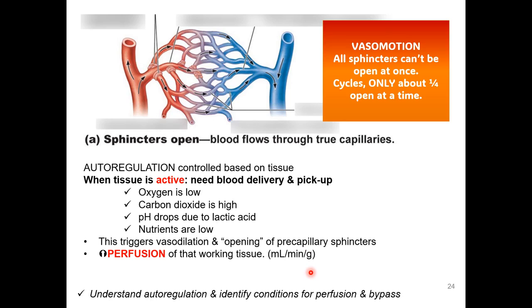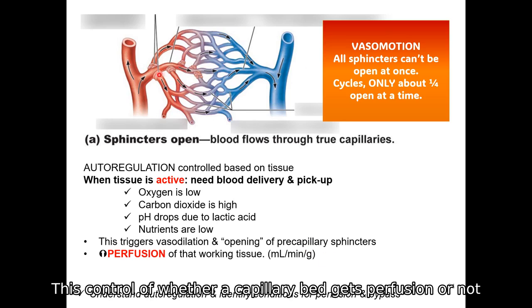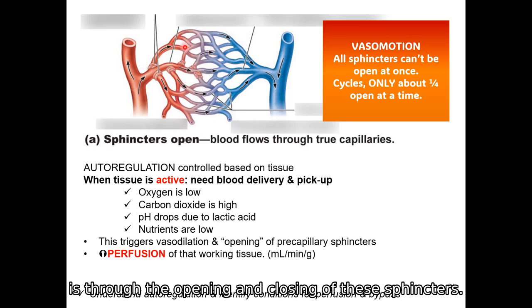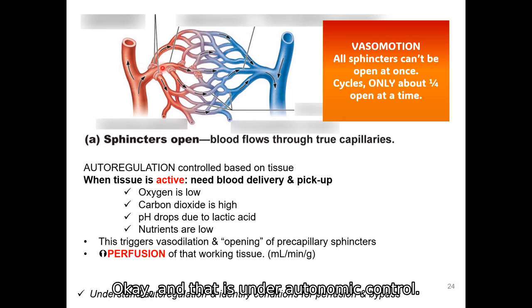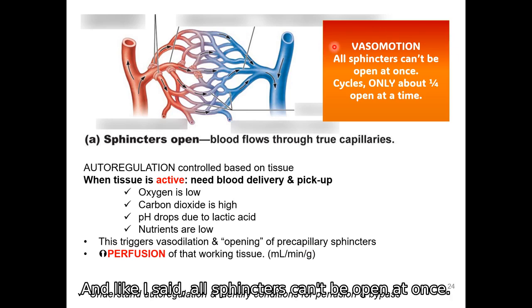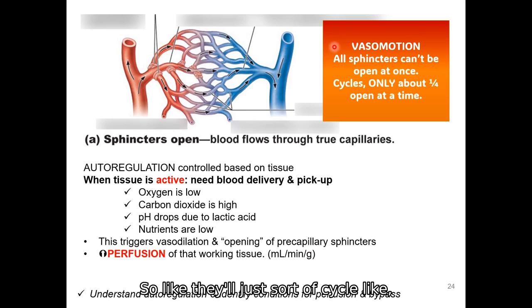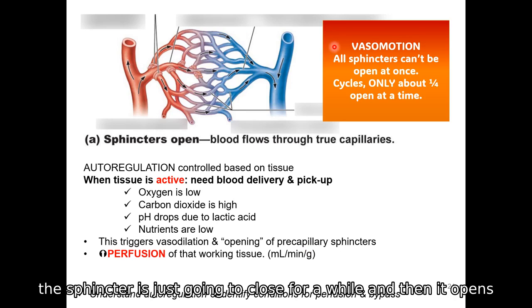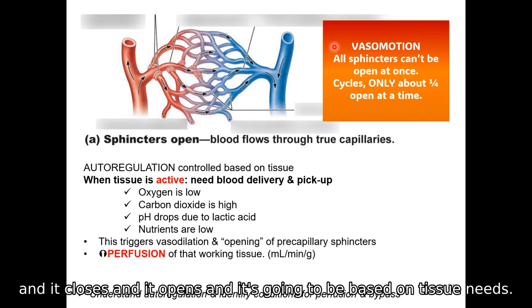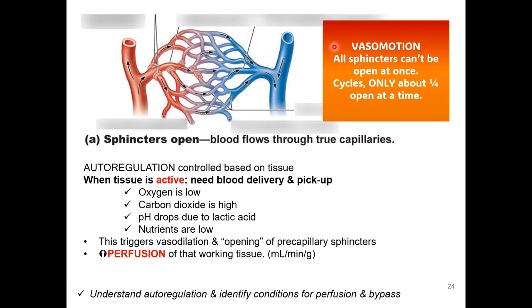Yes? Okay. This control of whether a capillary bed gets perfusion or not is through the opening and closing of these sphincters. Okay, and that is under autonomic control. So vasomotion is what it's called. And like I said, all sphincters can't be open at once. You don't have enough blood to fill all your vessels, and so they cycle. Okay, so this sphincter is just going to close for a while and then it opens. And it closes and it opens. And it's going to be based on tissue needs.